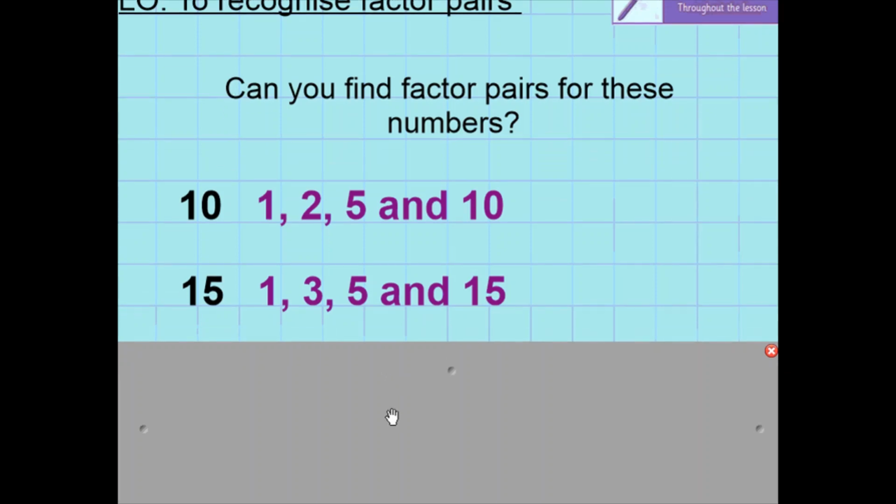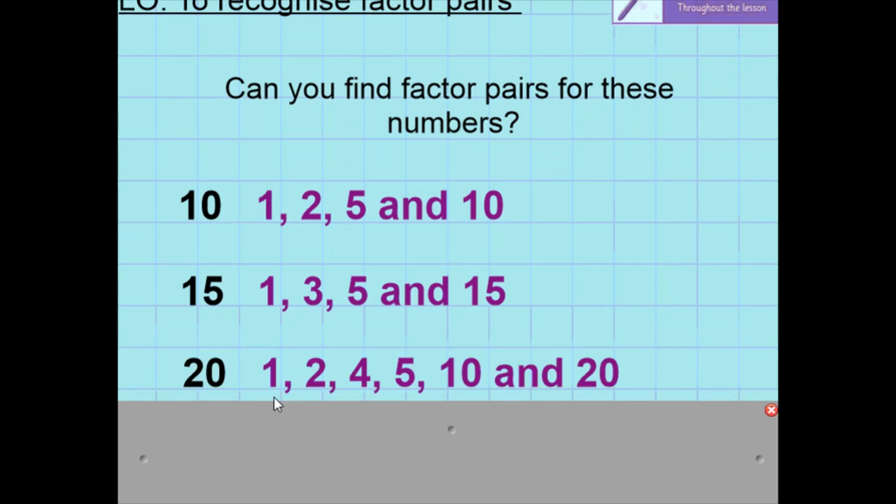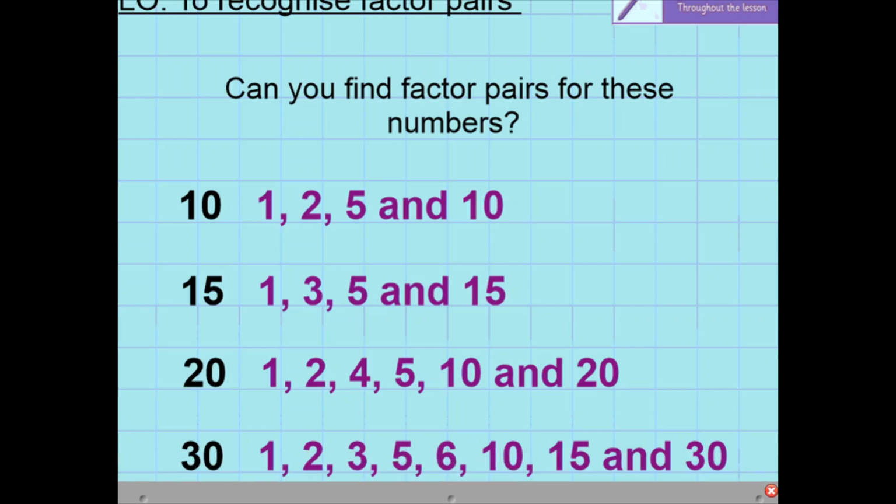Let's have a look at the next one. So 20 has a few more factors, doesn't it? We've got 1, 2, 4, 5, 10 and 20. If you've written them as pairs, you would have written 1 and 20, 2 and 10 and 4 and 5, because those are the numbers that multiply together to make that product. And finally 30, we've got 1, 2, 3, 5, 6, 10, 15 and 30. Wow, there's a lot there, isn't there? If you've written them as pairs, 1 and 30 would go together, 2 and 15 would go together because 2 times 15 is 30, 3 and 10, 3 lots of 10, and 5 and 6 because 5 times 6 is 30.